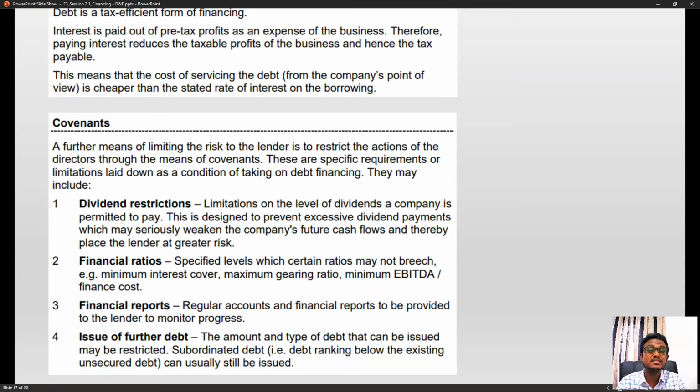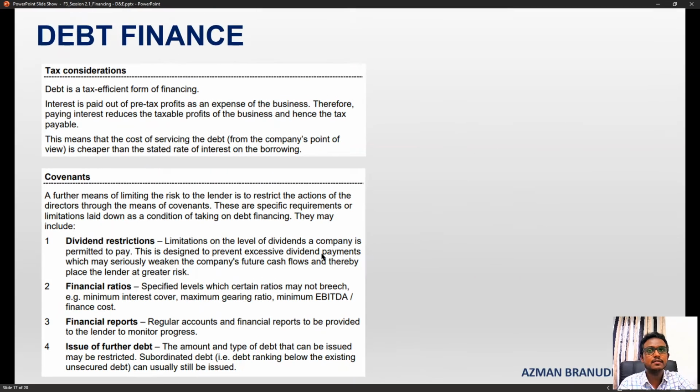Subordinated debt, because debt also has, as society does, different classes, right? So class A and then subordinated debt, and so on. So even banks would determine that we would not release the entire loan amount, but we would release it in stages. That would be determined using some sort of covenant based agreement.